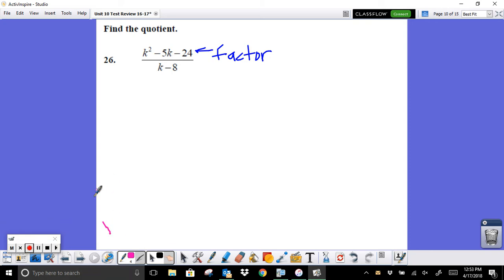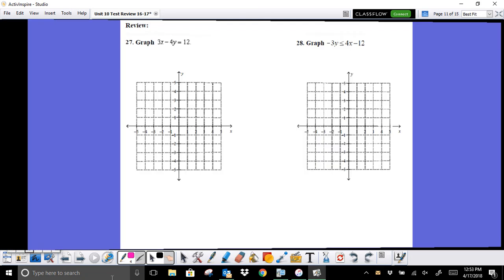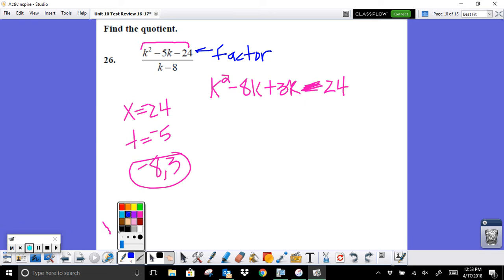Okay, so first step is GCF. There is no GCF. So next thing I'm going to do is A times C. So I need 2 factors that multiply to be negative 24 and add to be negative 5. Okay, that's negative 8 and 3. Okay, so now I'm going to break that middle term. So I have k squared minus 8k plus 3k minus 24. Now from here, I'm going to group. I don't know where that slide just went. I'm going to group.